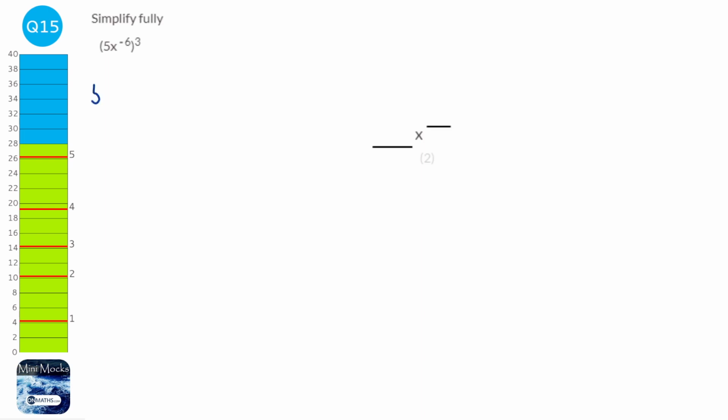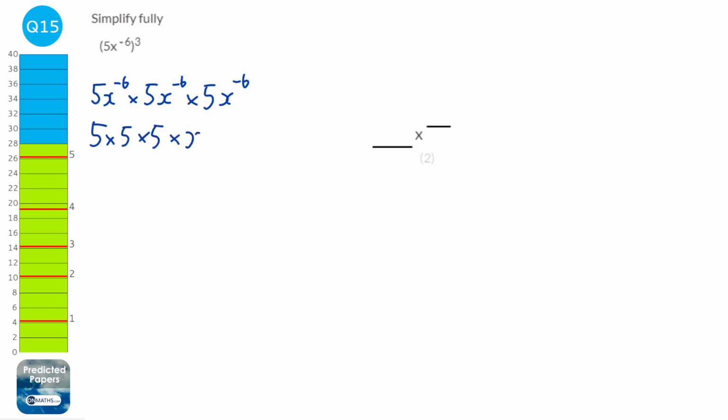When something is cubed, you times it by itself 3 times. So we're going to do the same here. So we've got 5x to the power of minus 6 times 5x to the power of minus 6 times 5x to the power of minus 6. We're going to put the 5's together. So 5 times 5 times 5. And the x to the power of minus 6's together.